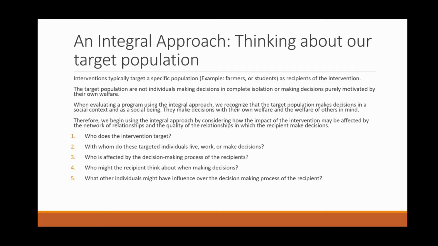So what does that do to our thinking? Well, when we think about doing an impact evaluation, we have to think about the context in which our target population exists. We have to broaden the scope of what our target population is. We have to think, well, who does this intervention target? Who are the individuals that they target? With whom do these targeted individuals live, work, and make decisions? Who is affected by the decision-making process of the recipients? And what other people influence the decision-making process of the recipient? What other individuals might have influence over the decision-making process? We have to think about the context, the institutional context.